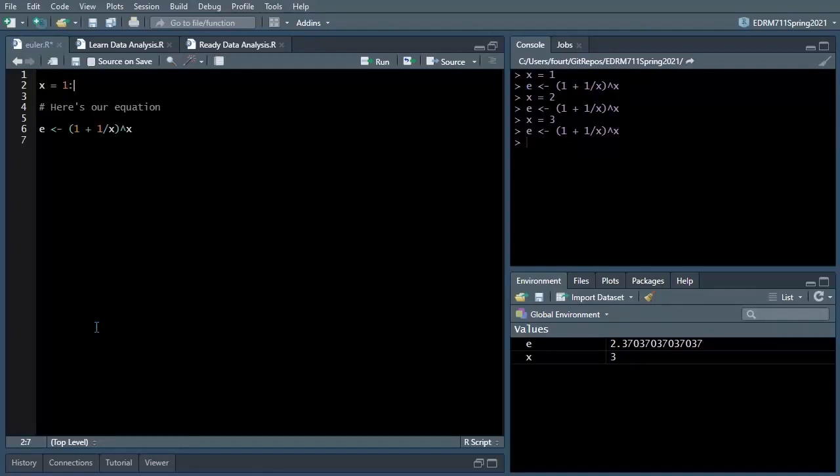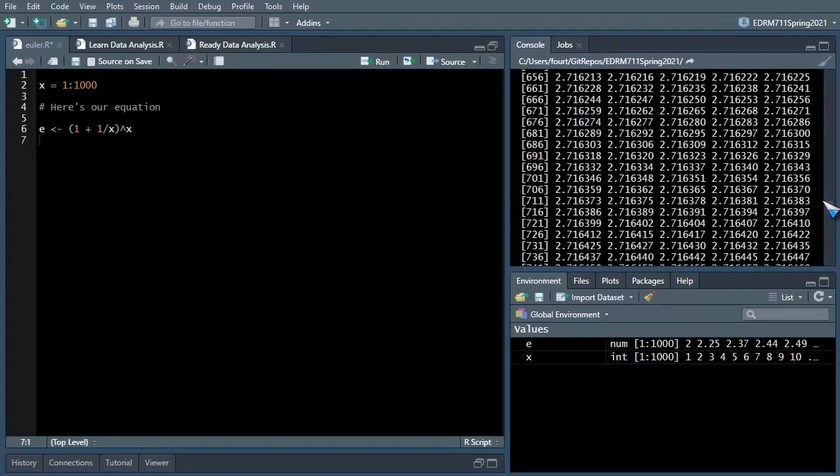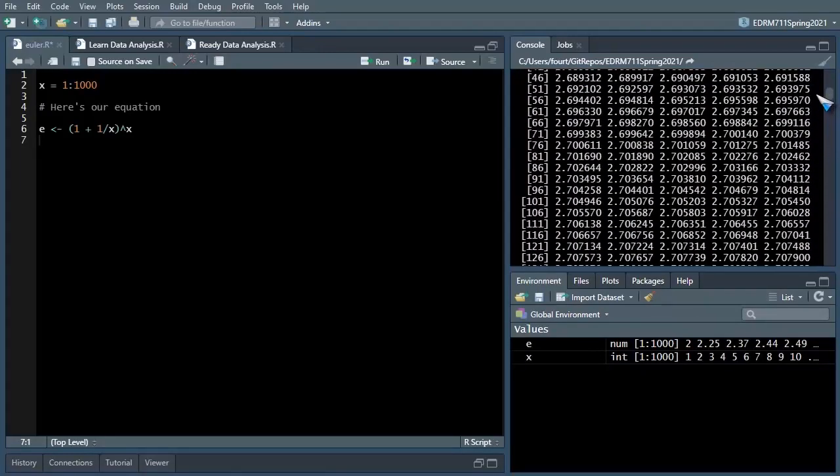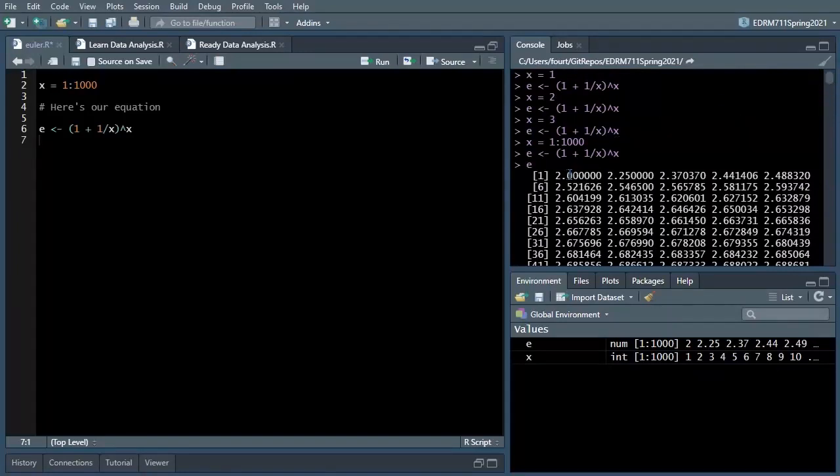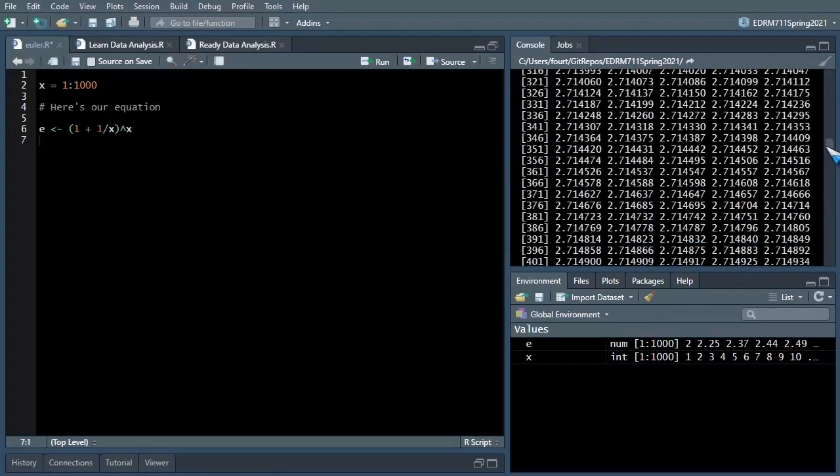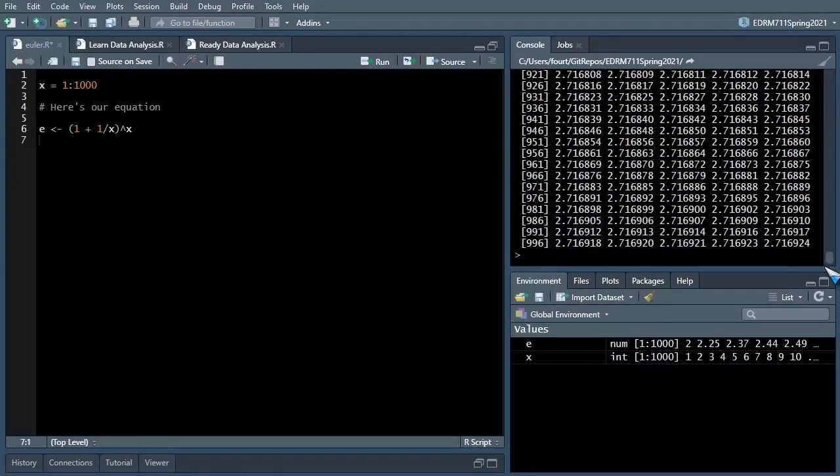I could keep going and going, or let's let R do a bunch of these for us. How about we do everything from 1 to 1,000. Now let's see what we get. Well, you can see way up here at the top, we start with 2, then 2.25, then 2.37. We had already done those. By the time we get down to 1,000, we get to 2.716924.